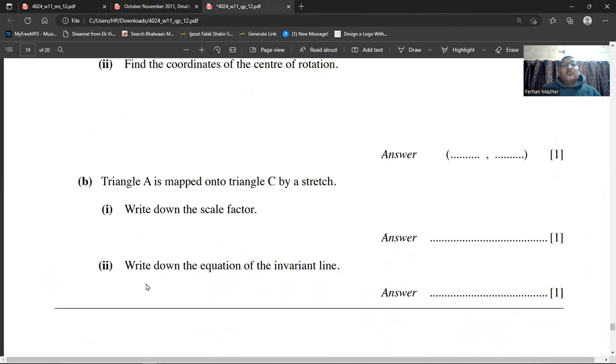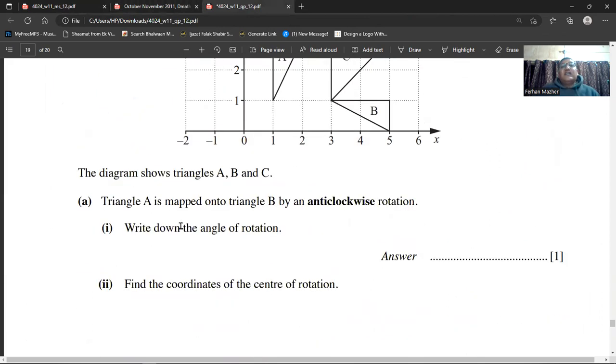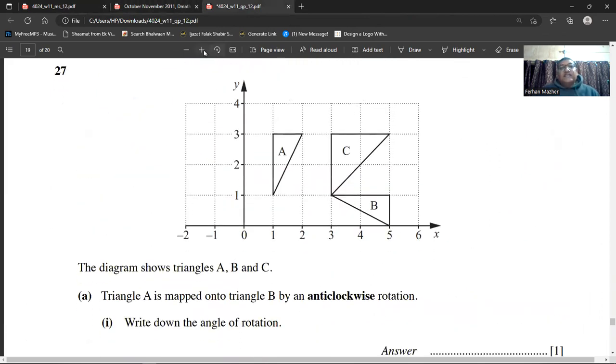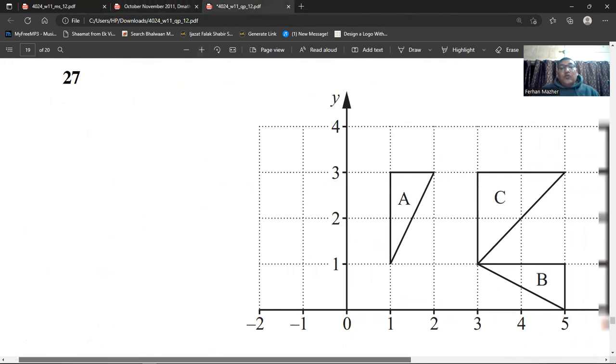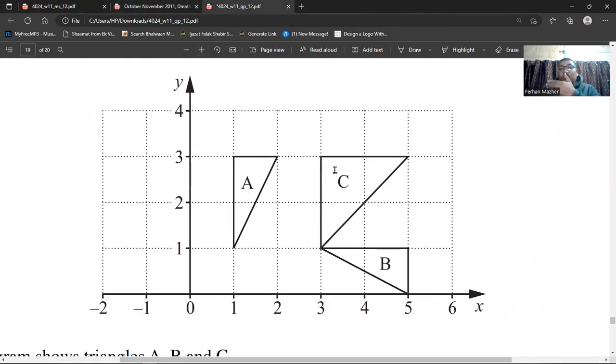Then their question is, write down the equation of the invariant line. So if you want to find out the invariant line, it's a kind of hit and trial method. So one thing I know, that the stretch is towards the right side. So the invariant line is definitely a vertical line here. Scale factor is 2. So suppose this is the invariant line. So this point's distance from the invariant line is 1, then the distance of its image should be 2. But its image is here.